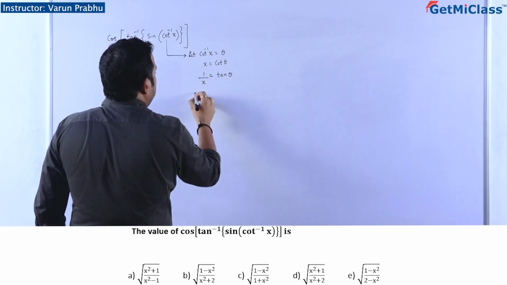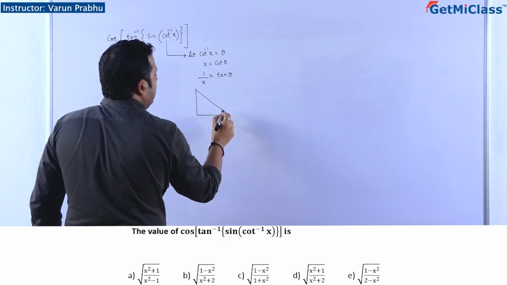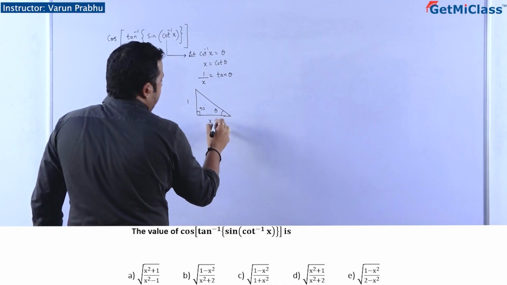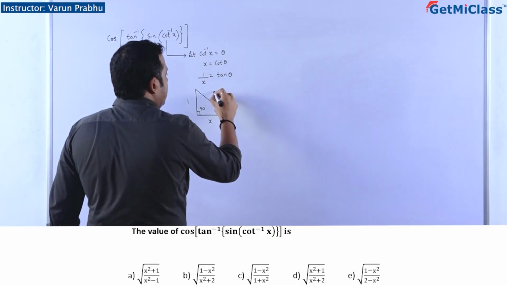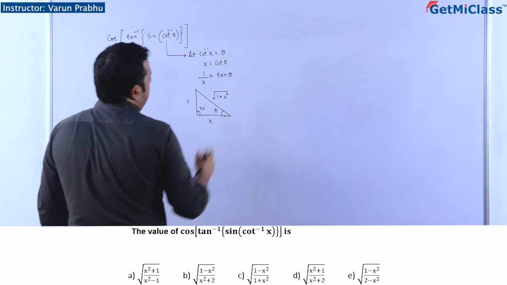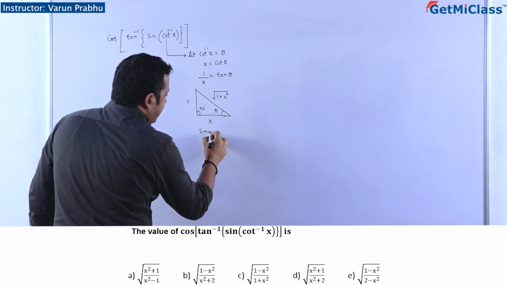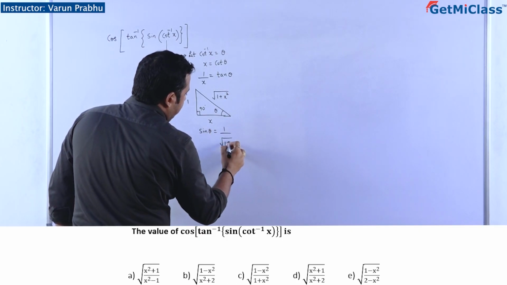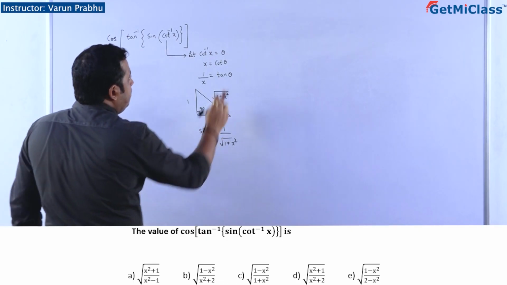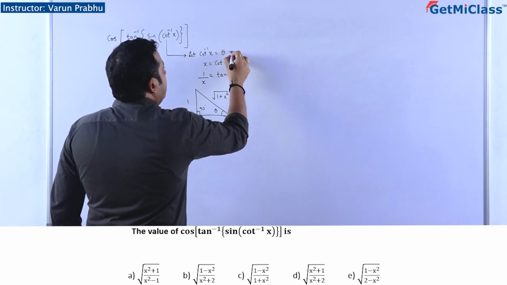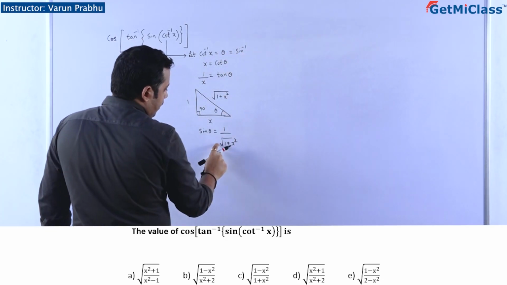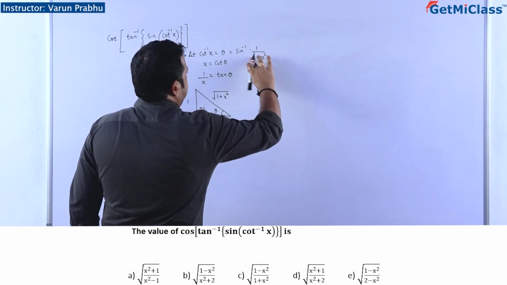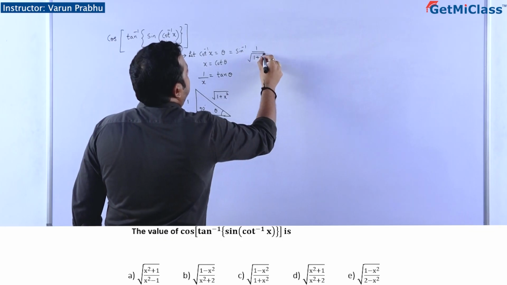Is it okay? So immediately we'll draw one right angle triangle where theta is the trigonometric reference angle. So opposite side divided by the adjacent side. So I can say here this is nothing but root over 1 plus x square. So I can say sine theta is equal to 1 divided by root over 1 plus x square. So your same theta value can be written as sine inverse of 1 divided by root of 1 plus x square.